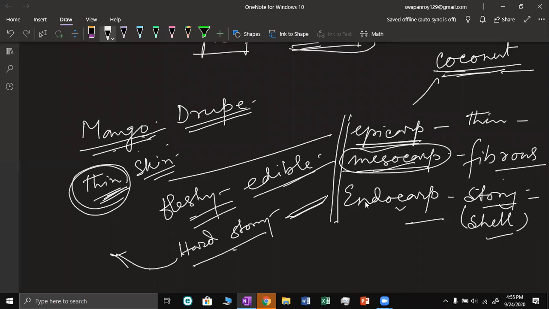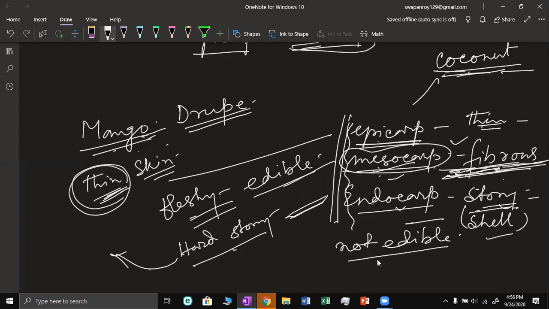But in case of coconut, what happens? Mesocarp is not edible. Mesocarp is fiber. This provides the fiber of commerce, that is coir. Epicarp is very thin and not used. Mesocarp is useful commercially, and the endocarp, the shell, is also not edible. So in this coconut fruit, epicarp, mesocarp and endocarp are not edible.